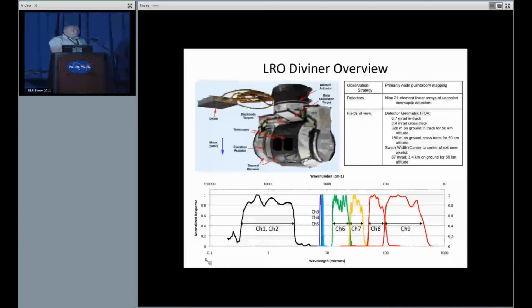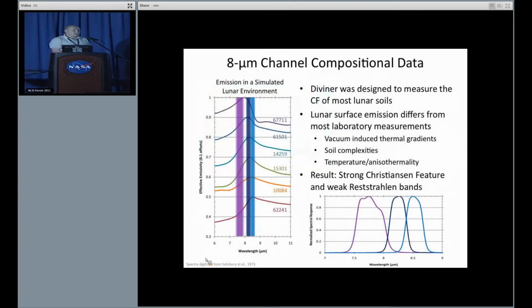Diviner is a 9-channel push-broom mapping radiometer with 21 cross-track pixels, an effective spatial resolution of about 200 meters, and that equates to a swath width of about 3.5 kilometers, so pretty narrow strips. The channels span the visible to the far infrared, although for the purposes of this talk, we'll be focusing on the 3 channels near 8 microns, which were specifically designed to measure lunar surface composition.